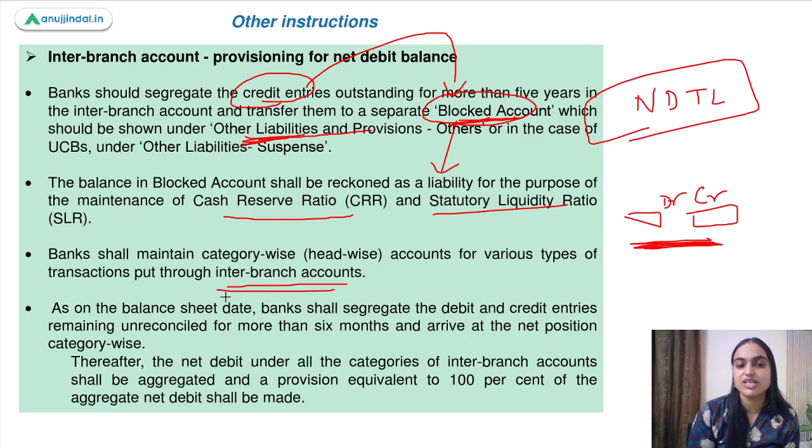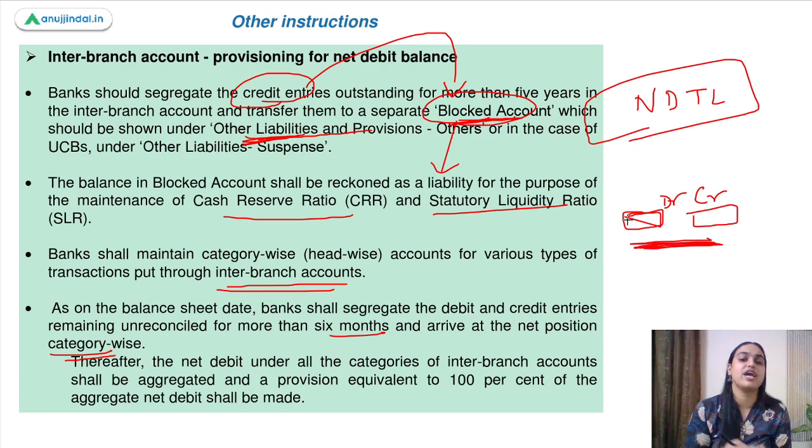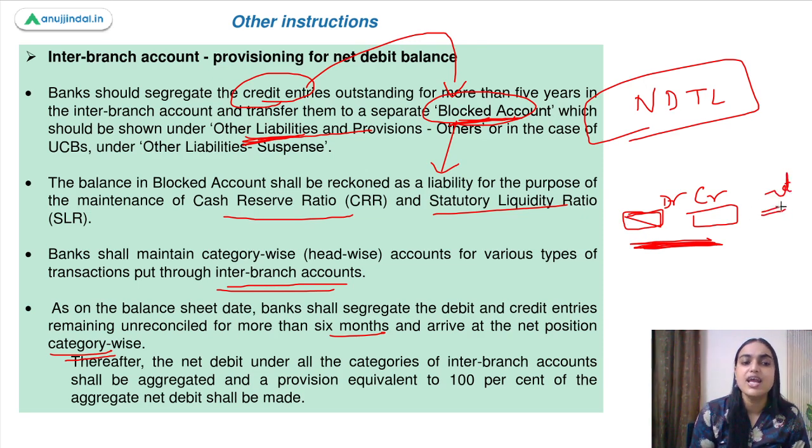As on the balance sheet date, banks shall segregate the debit and credit entries remaining unreconciled for more than 6 months and arrive at a net position category wise. So, आपको proper matching करनी है transactions जो हो रही हैं among the branches. कुछ ऐसी अगर transactions हैं जो reconcile नहीं की गई हैं, they are unreconciled, proper matching नहीं हुई है और 6 months से ज़्यादा वो ऐसे ही pending पड़ी हैं, तो आपको debit credit का net निकाल के net position निकालनी है. And if there is a net debit, then you need to create a 100% provision against the same.